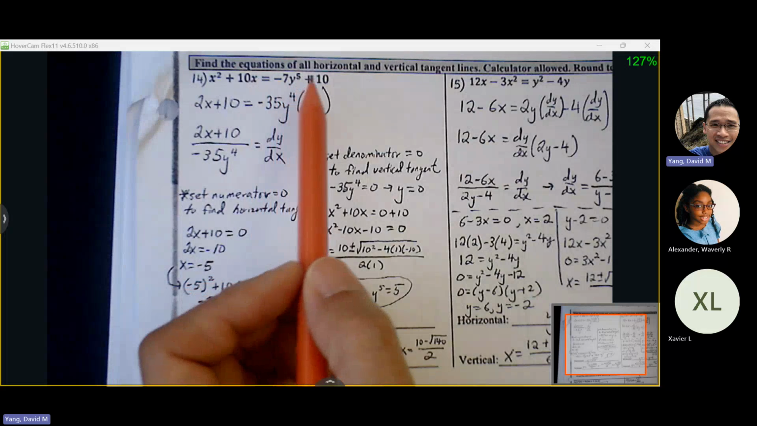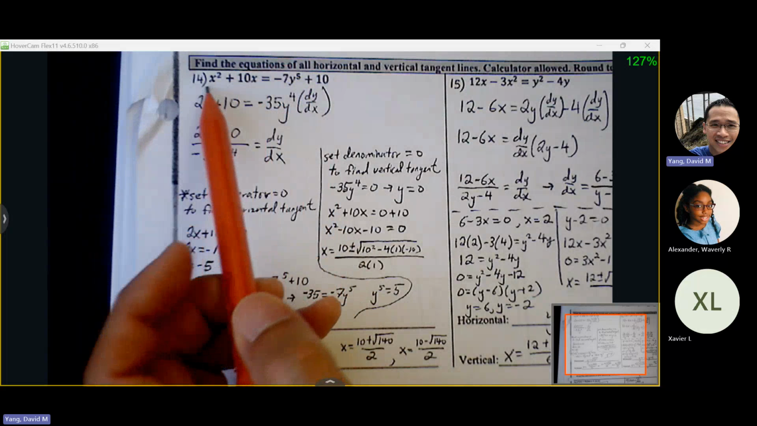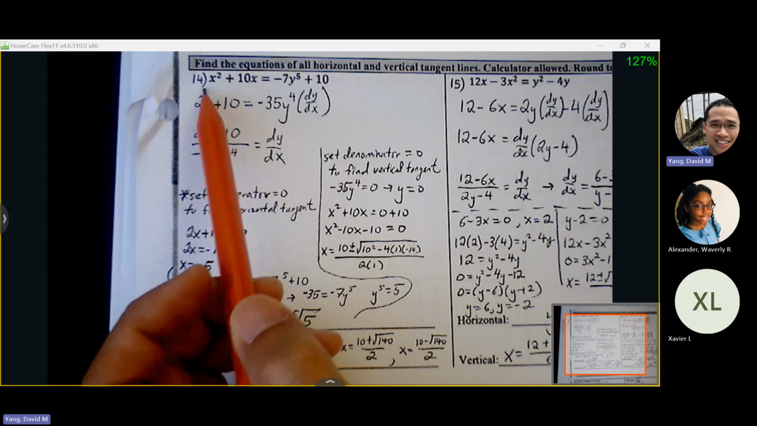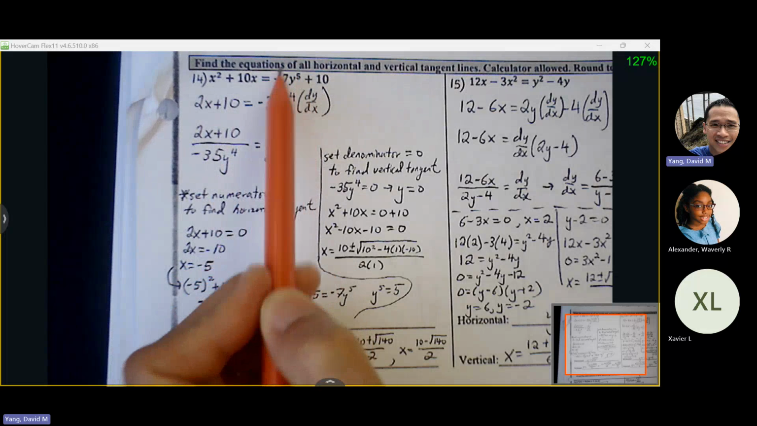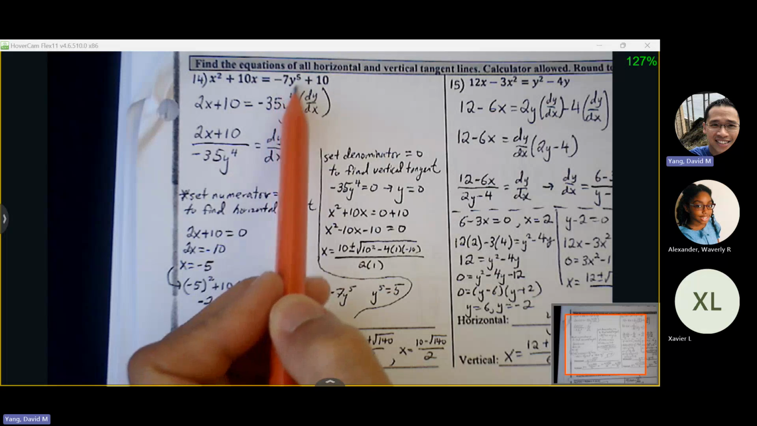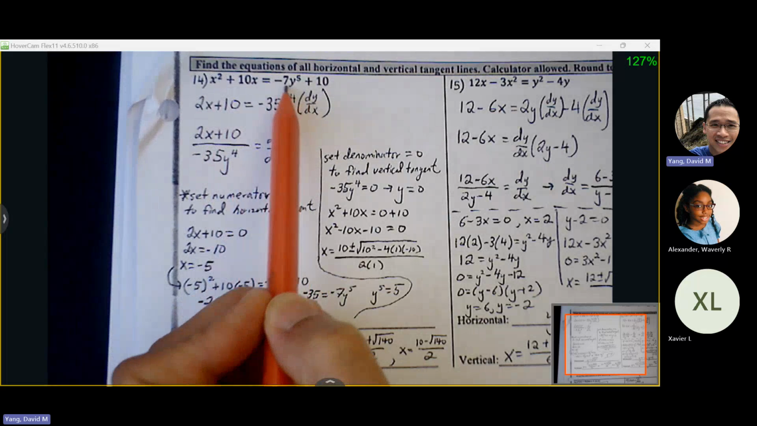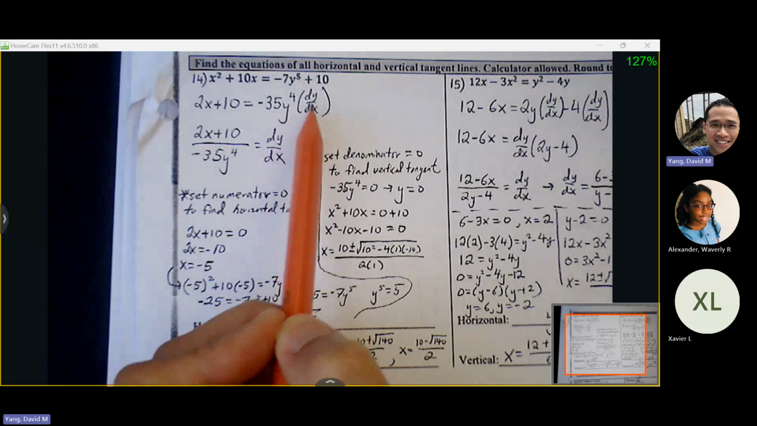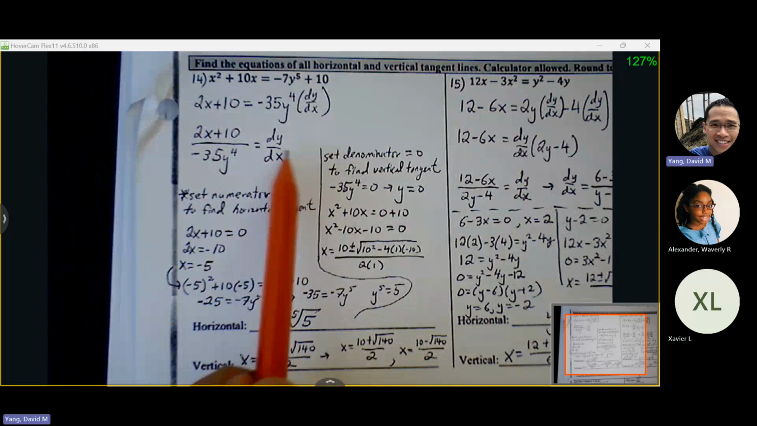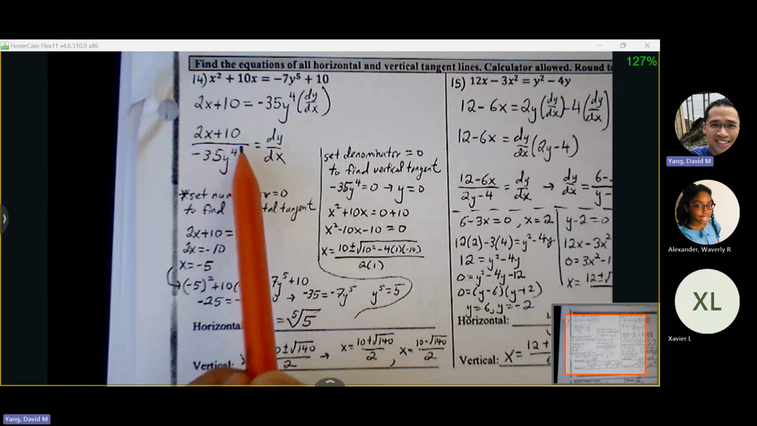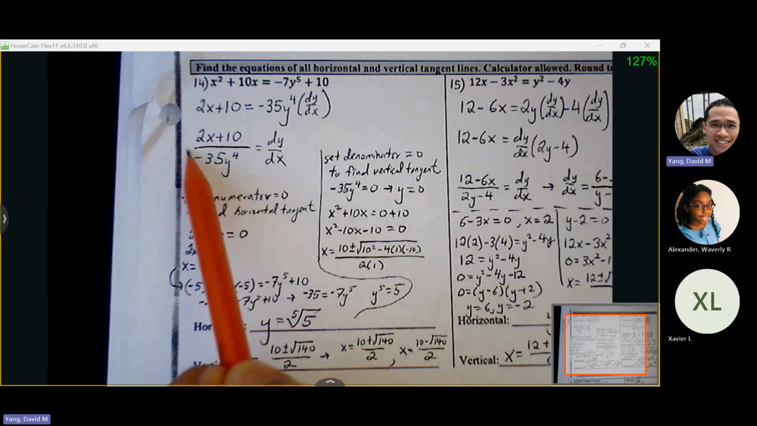Okay, so let's find the equation of all horizontal and vertical tangent lines. We know we have to get to the first derivative here. So we'll go through power rule for each, and then there's implicit that has to be involved here because we have y's mixed into the equation. X squared becomes 2x, 10x becomes 10. This becomes negative 35y to the 4th times dy dx. And now we just want to solve for dy dx. So divide both sides by negative 35y to the 4th. So this is my dy dx.